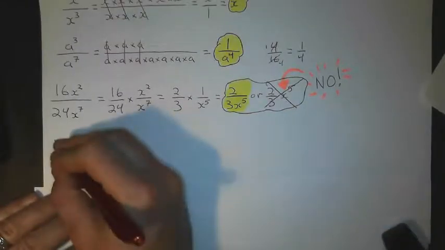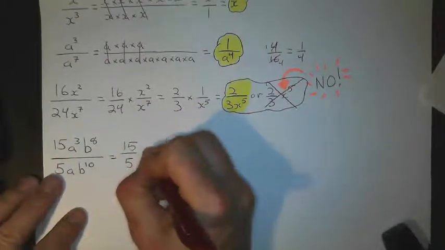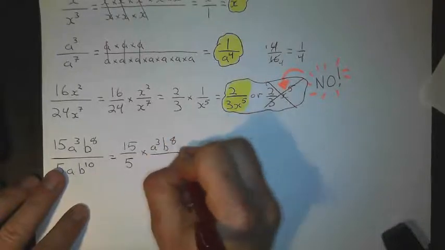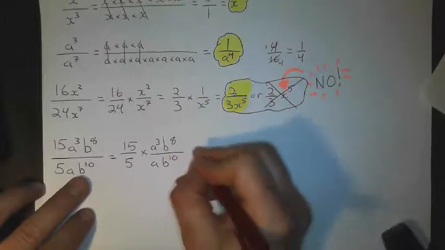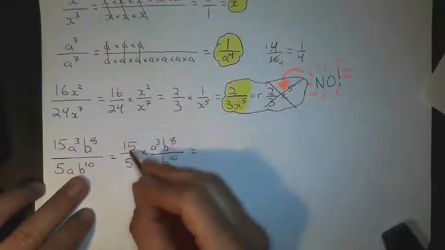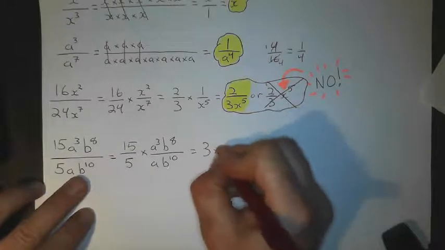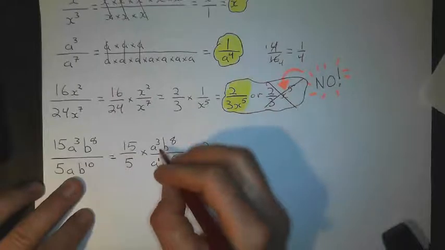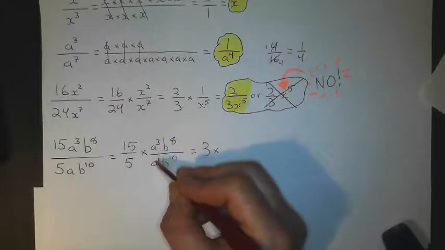Okay, last one. Let's see here. Separate the number part. 15 over 5 times. Write the algebra part out. A cubed b8, a b10. Simplify the number part. 15 over 5, 15 divided by 5 gives us 3. Okay? If there's no exponent there, make it a 1. Okay, 3 minus 1 is 2.